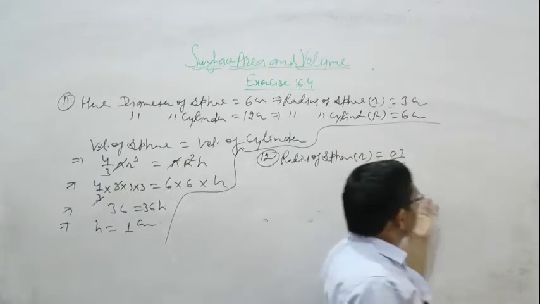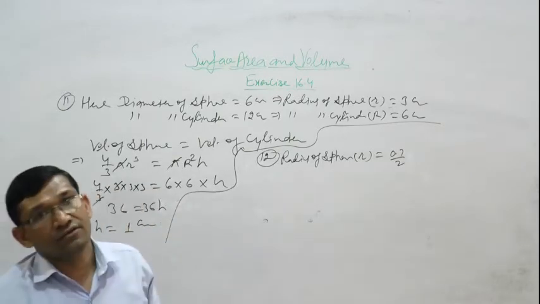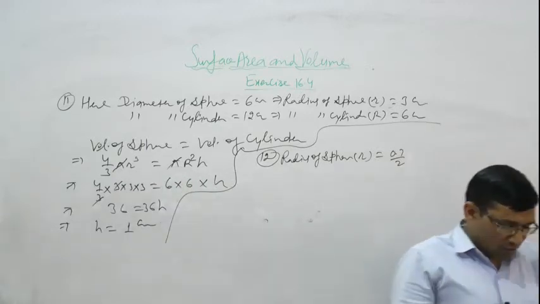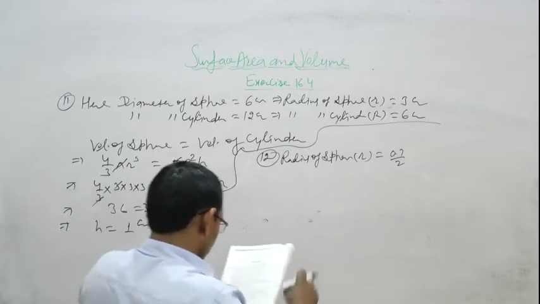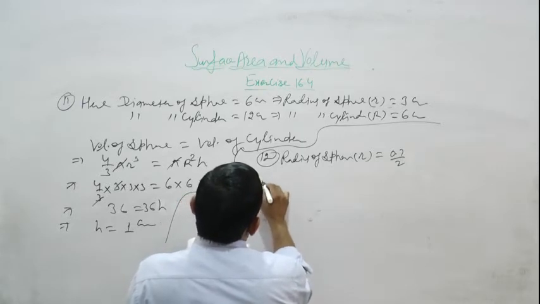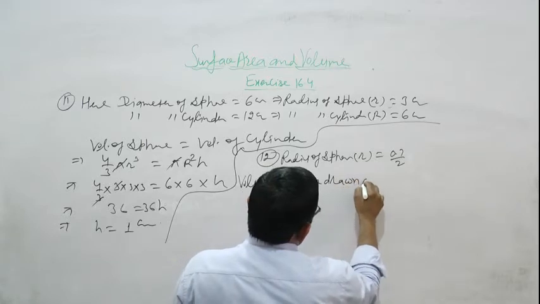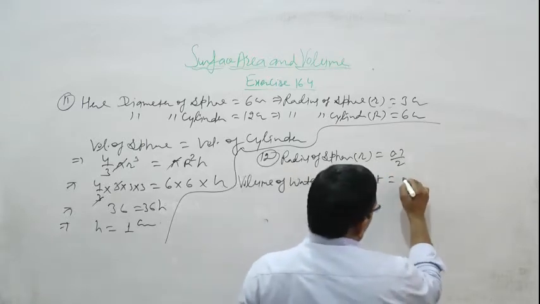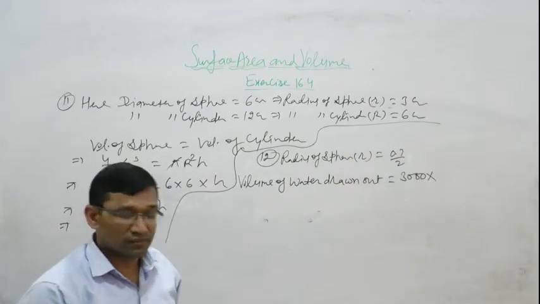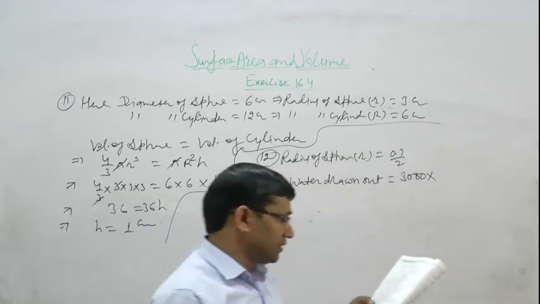The tanks have a spherical shape. How many tanks? 3000 tanks completely filled. So the volume of water drawn out is equal to how many tanks? 3000. From a water tank, 3000 spheres are completely filled with water.